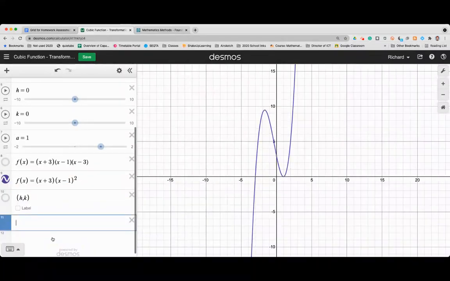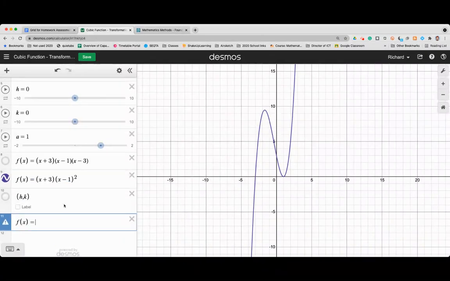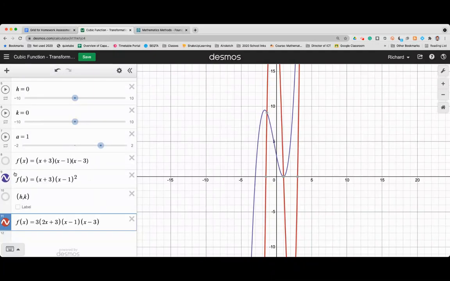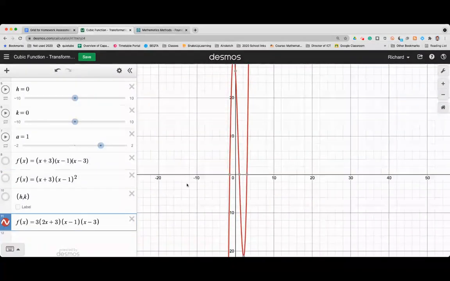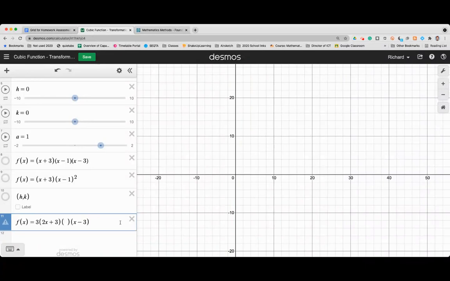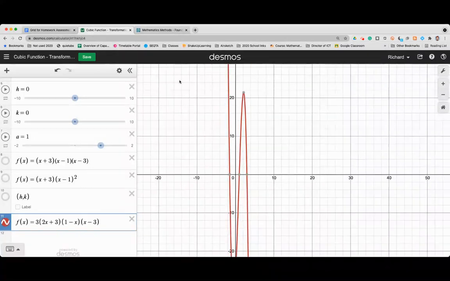So just for the purpose of the video, I'll quickly chuck these in. We can see that if I have 3 outside of (2x plus 3)(x minus 1)(x minus 3), it starts down here and ends up here, and the dominant term is 6x cubed. And if I swap these around, the dominant term is now negative 6x cubed, and you can see it's starting up here and finishing down here. So a quick check of the dominant term confirms everything.